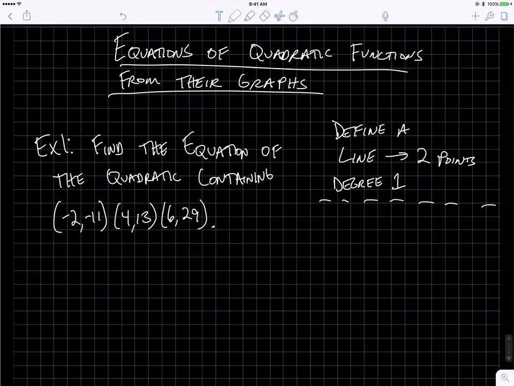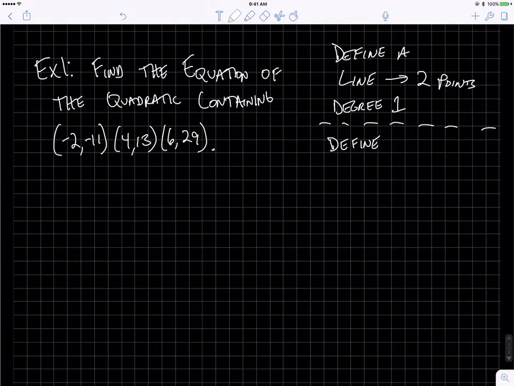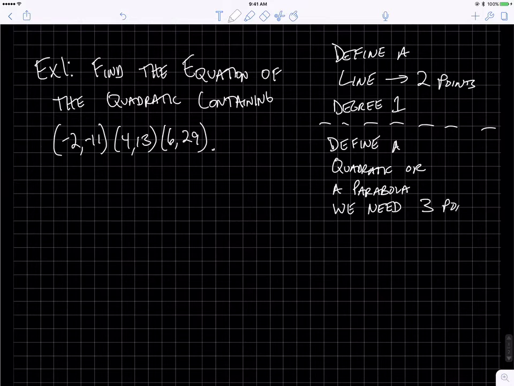So to define a quadratic, or its graph, which is a parabola, we need 3 points, because of the idea from polynomials that we talked about, that it's one more. A quadratic is degree 2. If you add a degree, you add 1 kind of to everything. So defining a line takes 2 points, and to define a parabola, we need 3 points.